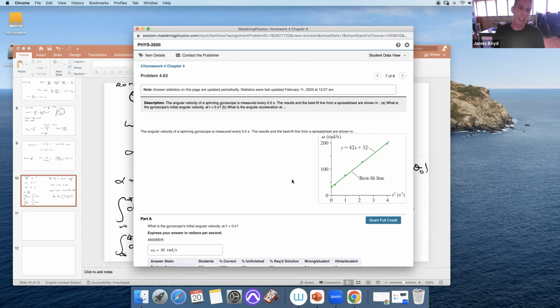Now in this, a gyroscope is a little thing that spins in a circle. And we're told that every half of a second they measured omega and they found it to be increasing at this rate.